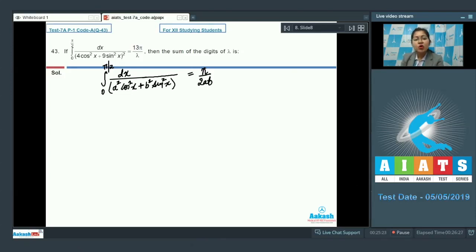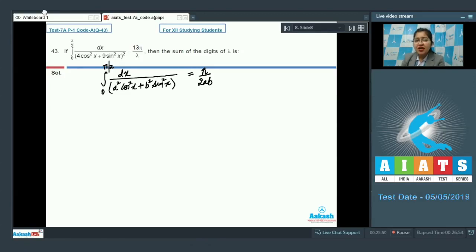We will divide the numerator and denominator by cos square x, and in the denominator we can put tan x equal to t. So in the numerator secant square x into dx will be equal to dt. So this can be solved very easily, and this is equal to pi upon 2ab.